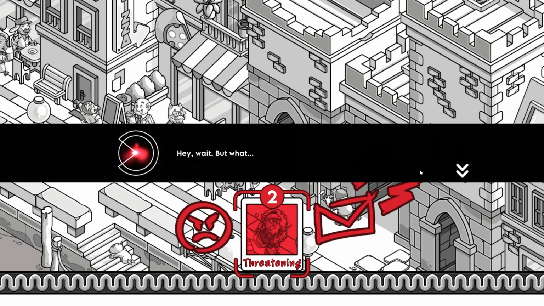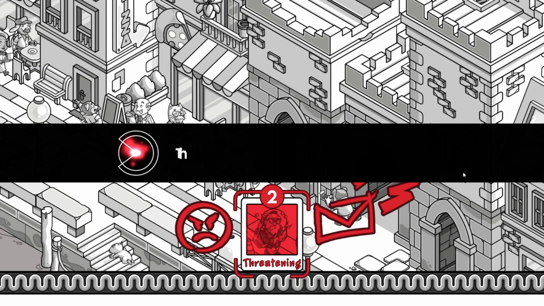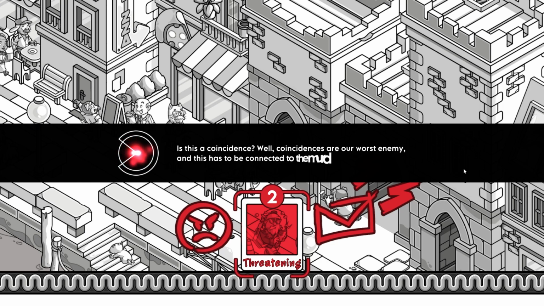Hey, wait, but what? I'm getting some weird interference in the flow of space-time, as if something is distorted. We need to check this. It could be a malfunction in my system, or it could be something worse. The distortions in the time flow seem related to Oz bones. Is this a coincidence? Well, coincidences are our worst enemy, and this has to be connected to the murder. Fine, Oz bones.